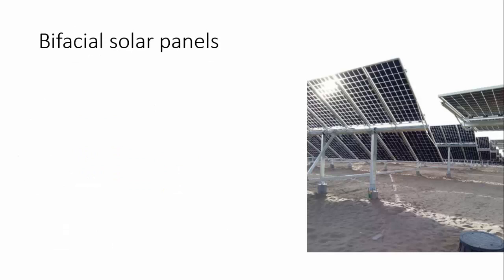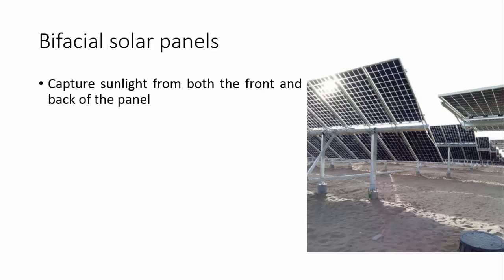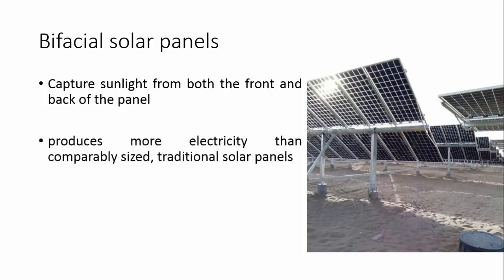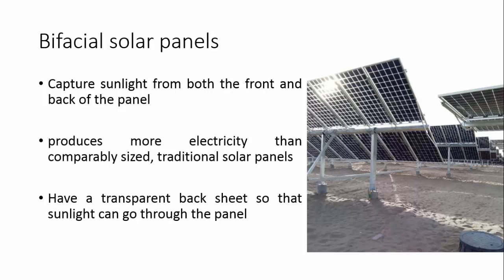Bifacial solar panels are also available. That means both sides of the panel, the top side and bottom side, will be active. On both sides we have solar cells. In these types of solar panels, it captures sunlight from both the front and back of the panel, and in order to receive light on the back side, it is made with transparent back sheets so that the sunlight can go through the panel to the back side. As electricity is produced on both sides, it produces more electricity when compared to traditional solar panels.